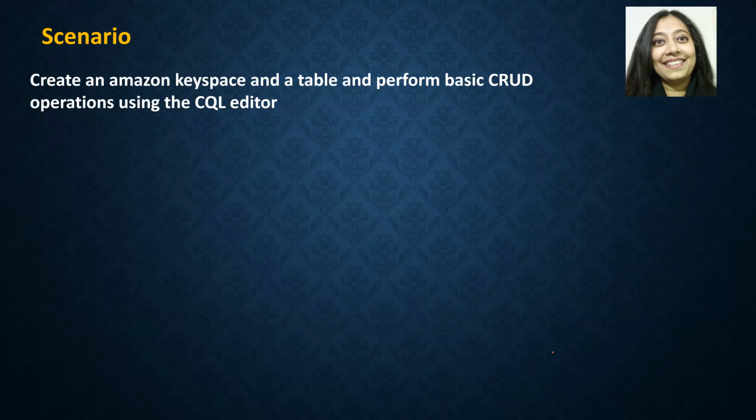Scenario for our lab today. You need to create an Amazon Keyspace and a table. And after your Keyspace and table are created, you need to perform basic CRUD operations using the CQL Editor. So it's a pretty straightforward scenario.